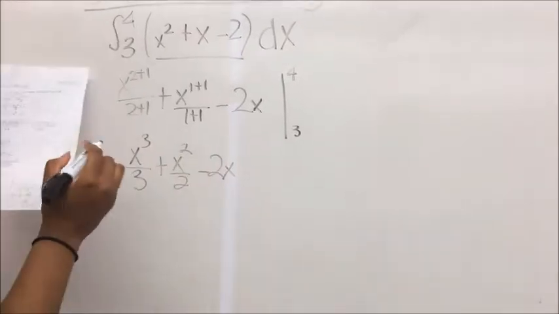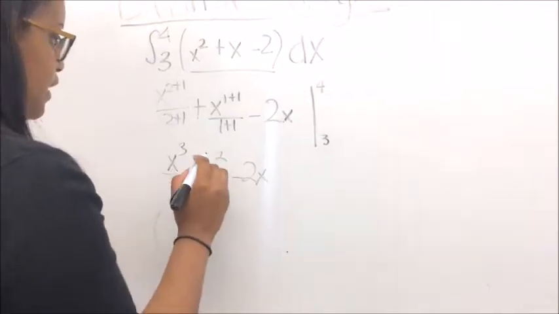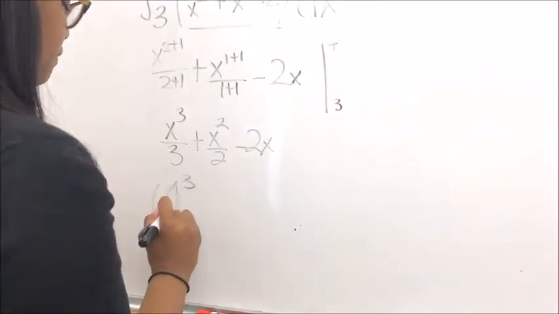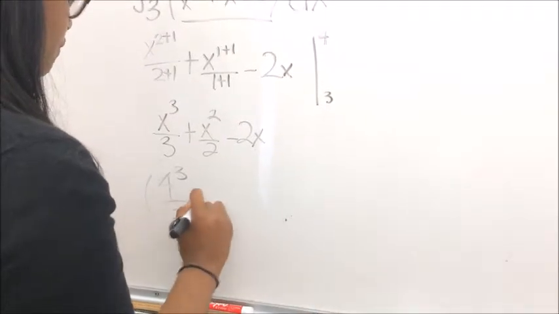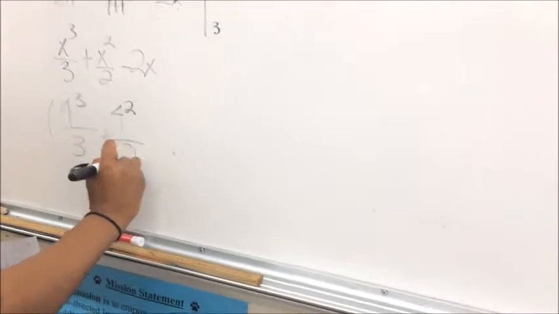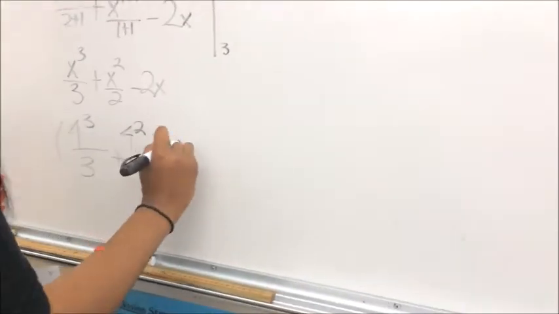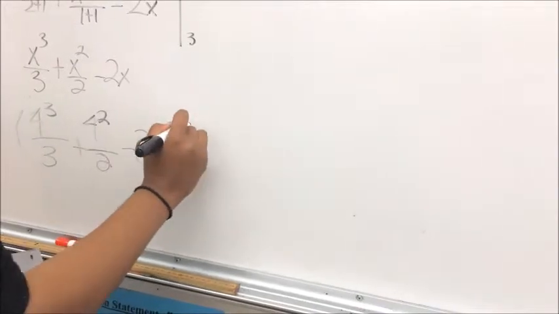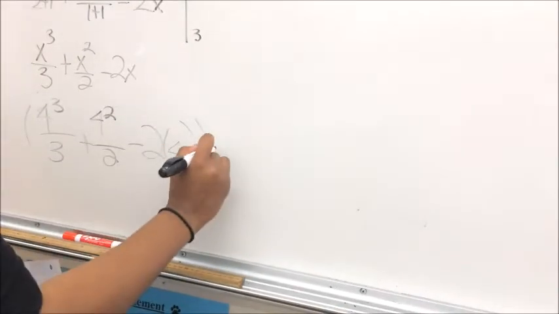So this simplifies to x to the power of 3 over 3 plus x squared over 2 minus 2x. So then you want to plug in the upper bound first. So it will be 4 to the power of 3 over 3 plus 4 to the power of 2 over 2 minus 2 times 4. And this whole equation goes in parentheses.